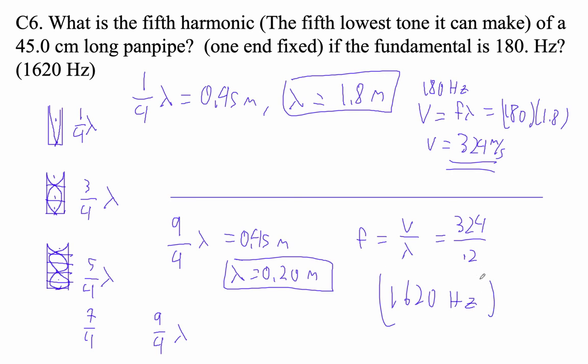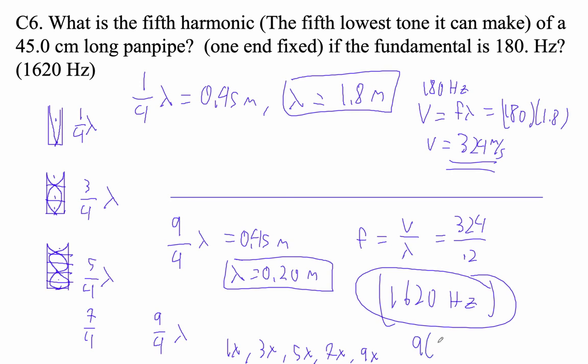Okay. Now, what's the easier way to do this? With this general rule, this thing goes 1 times, 3 times, 5 times, 7 times, 9 times, right? So 1, 2, 3, 4, 5. It's just simply going to be 9 times the fundamental frequency. So 9 times 180 is 1620. Okay, but you've got to know that. You kind of got to memorize that. That's a whole lot easier, right?